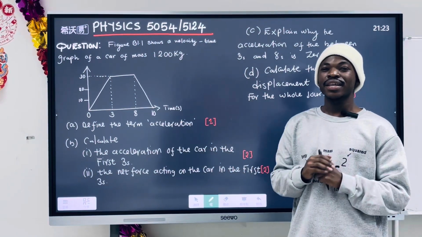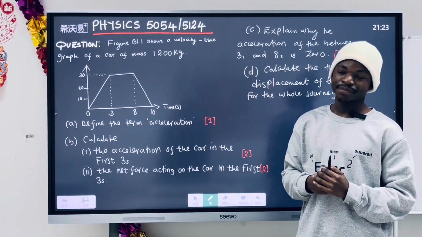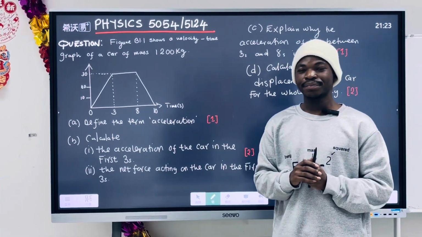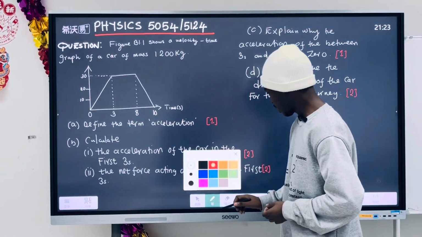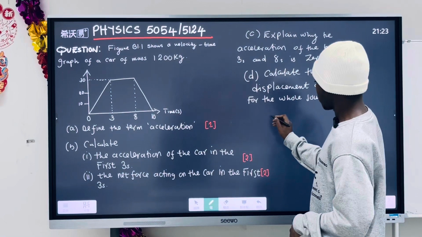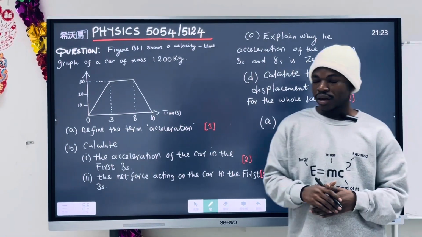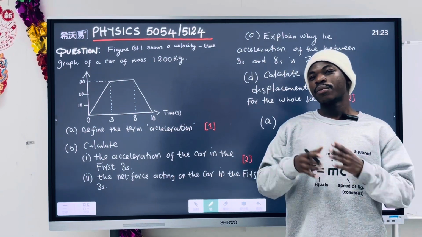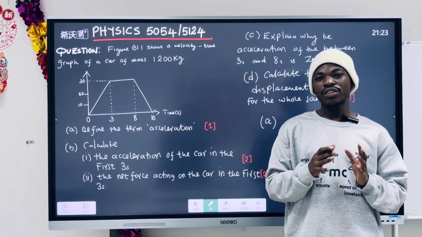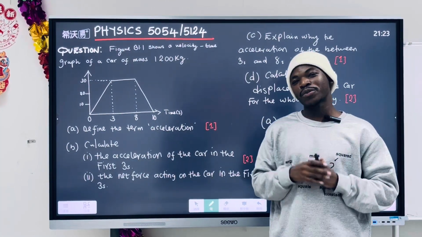The first question says, define the term acceleration. 1 mark. So what is acceleration? So let's define acceleration together. So part A says define acceleration. Acceleration is simply the rate of change of velocity. So acceleration is a value that indicates how the velocity is changing as time also changes.